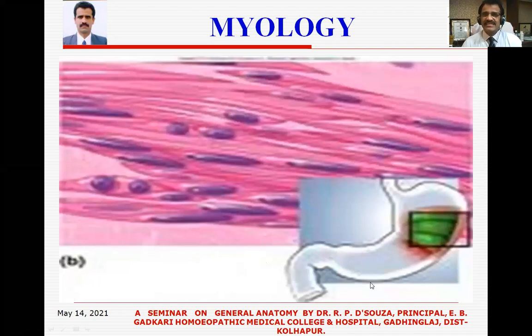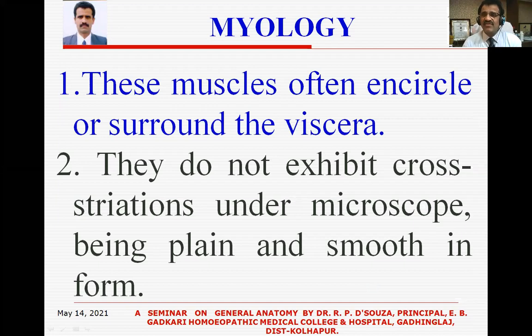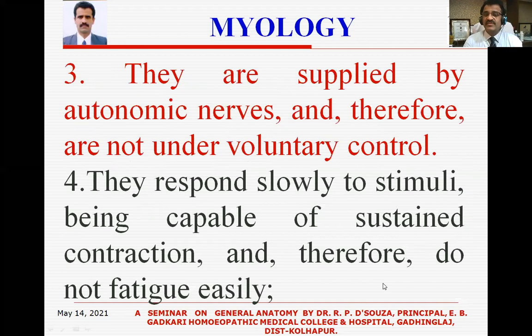Now we'll see the characteristics. These muscles are often encircling or surrounding the viscera. Wherever there is an organ, there you'll find this smooth muscle. They encircle or surround the viscera. They do not exhibit cross striations under the microscope, and because they are plain and smooth in form, they are called smooth muscles. They are supplied by the autonomic nervous system, and therefore they are not under voluntary control. They are working involuntarily depending upon the internal environment.